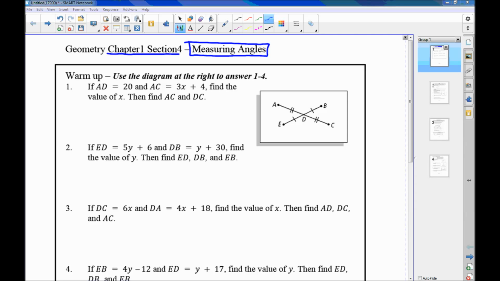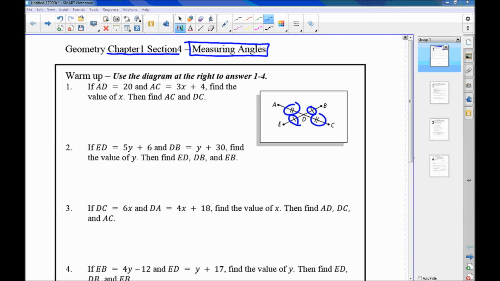All right, so your warm-up, use the diagram at the right to answer questions 1 through 4. This diagram has two line segments that bisect each other. Remember, bisect means they split in half, and that's what these little marks here and here, these AD and DC are the same length, and ED and DB are the same length. So we're going to use that information to help us answer these questions.